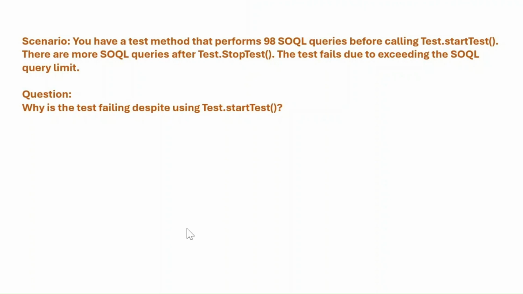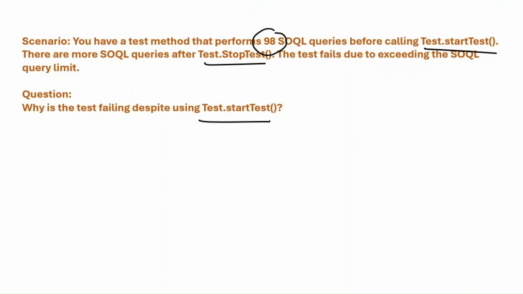In this video, we are going to see some Apex related interesting questions. So let's get started. Here is the first scenario. You have a test method that performs 98 SOQL queries before calling test.startTest. There are more SOQLs after test.stopTest. The test fails due to exceeding the SOQL query limit. Why is the test failing despite using test.startTest?